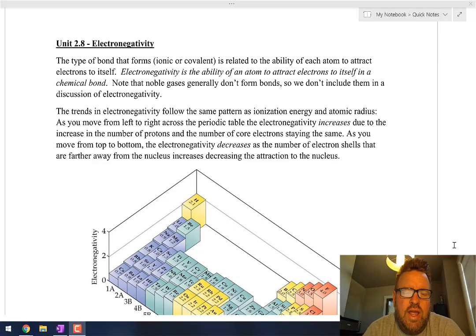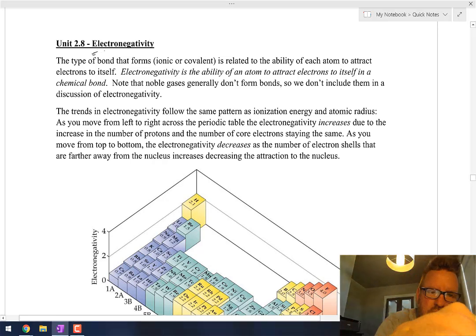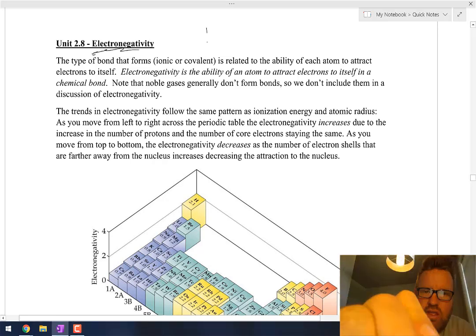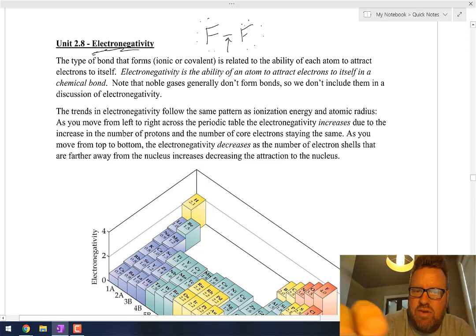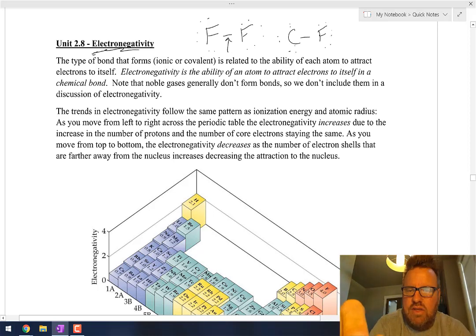Unit 2.8 deals with what is called electronegativity. Now, electronegativity, kind of a big word, but pretty easy, hopefully, to understand. Now that we've learned how to draw Lewis electron dot diagrams, we've got this bond right here. And let's say we've got that bond, and then we've got a bond between, say, carbon and fluorine. Something like that.